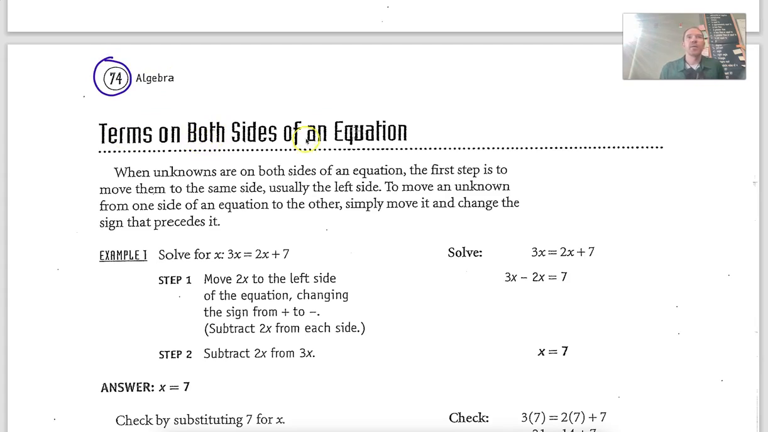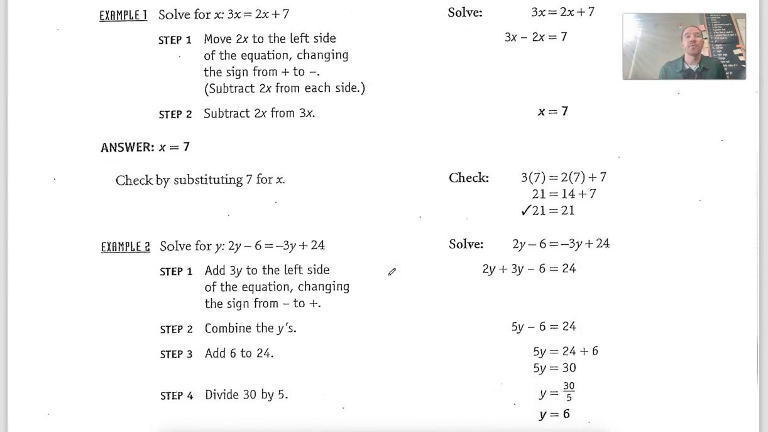When the terms on both sides of an equation, terms here, they mean the variable terms. So what if the variable is on the left side of the equal sign, but it's also on the right side? Again, you can read through their examples.